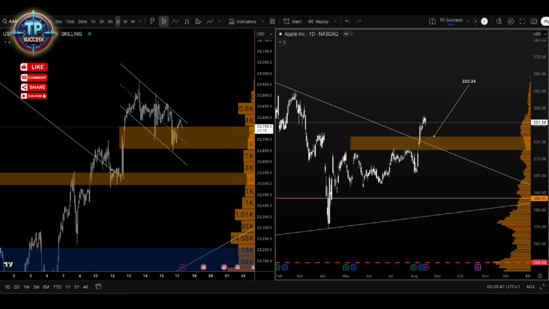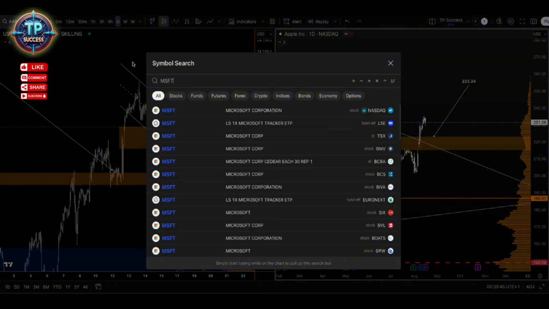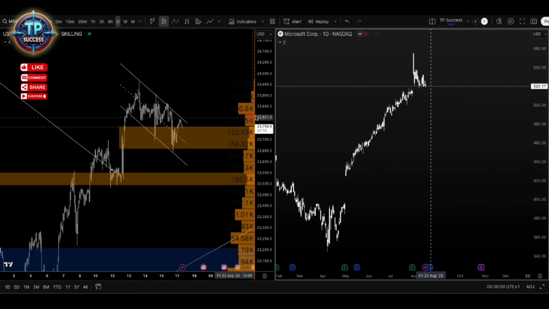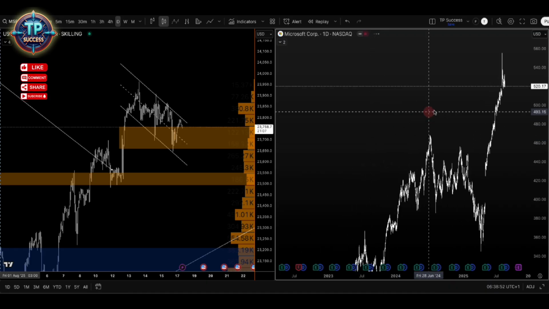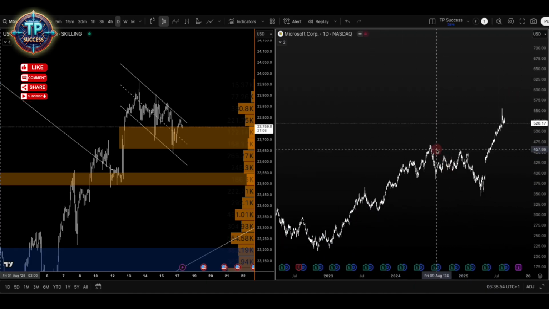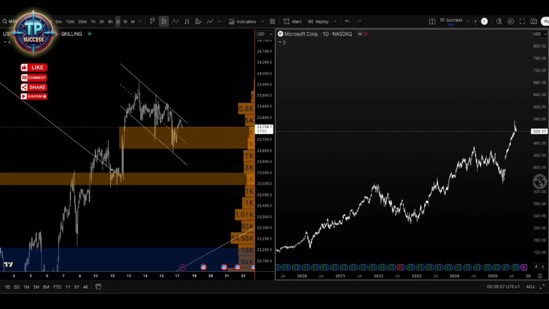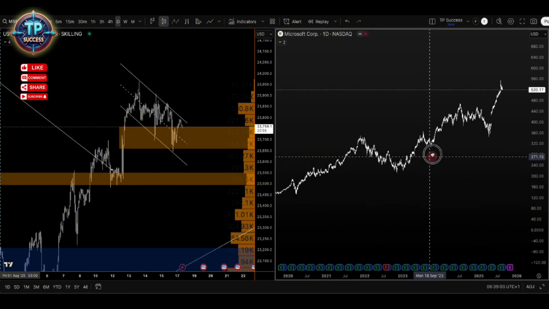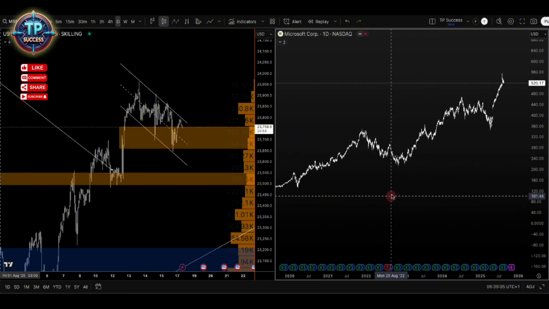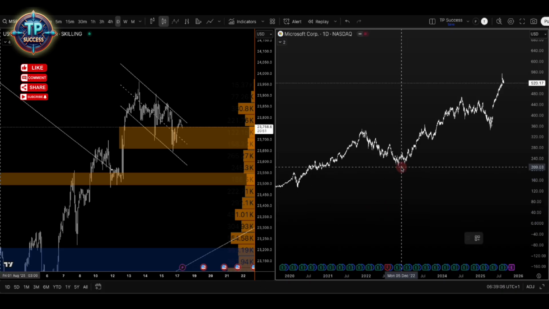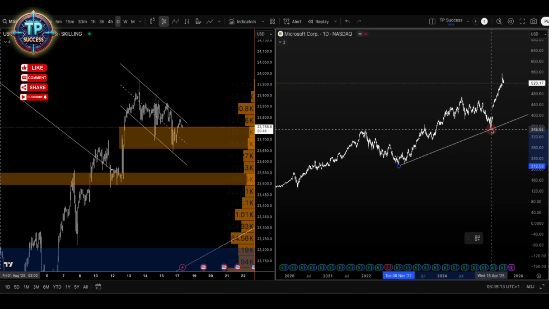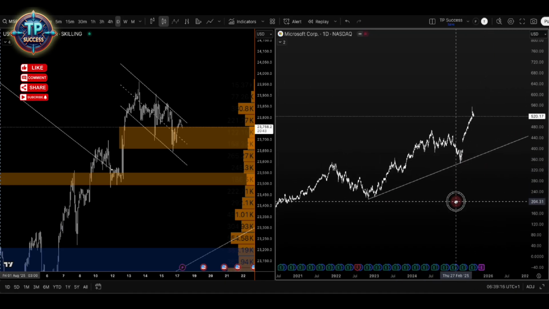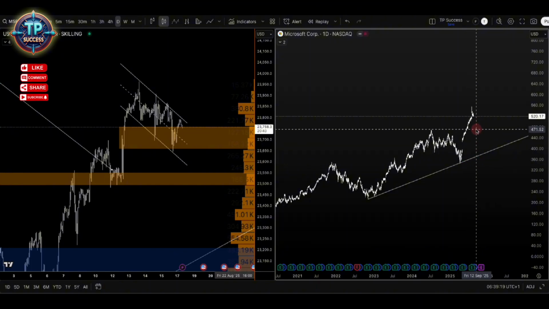Okay, so now let's take a look at Microsoft. And Microsoft is pushing up. It is pushing up. It is absolutely pushing up, right? That is in a very, very strong uptrend, as we can clearly see. It's in a strong uptrend that we can see right here.